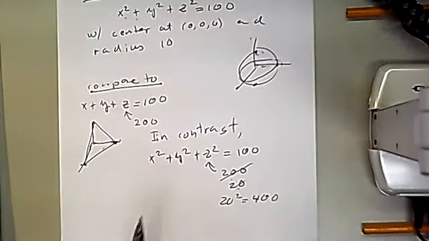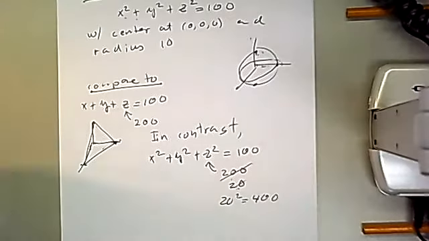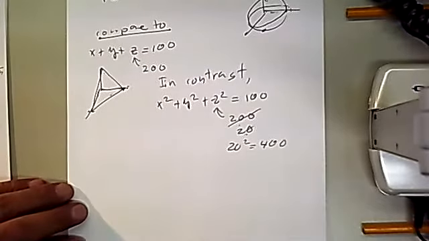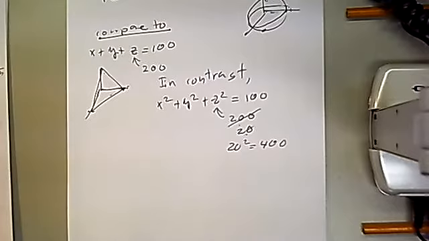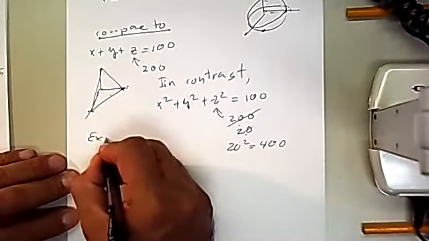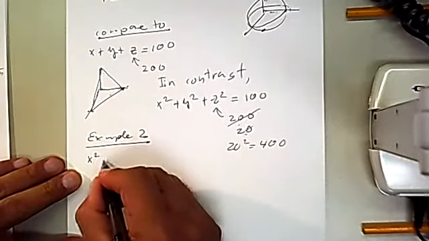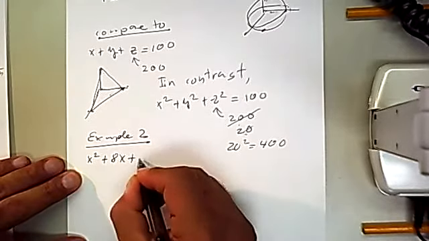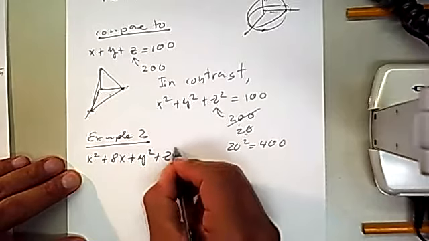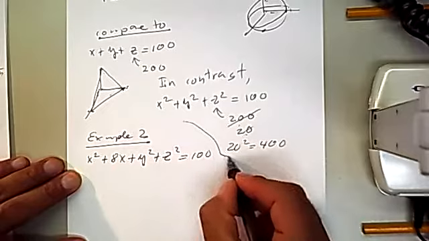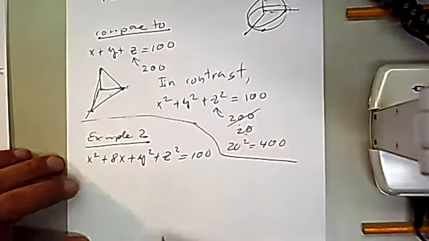All right, this is an important consideration as we move on to, well, before I continue though with the ellipsoid, I wanted to show you a shift. Let's call this example 2. Say you have x squared plus 8x plus y squared plus z squared equals 100. We don't want to confuse that with this example.